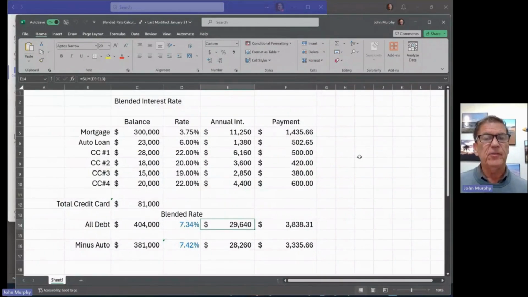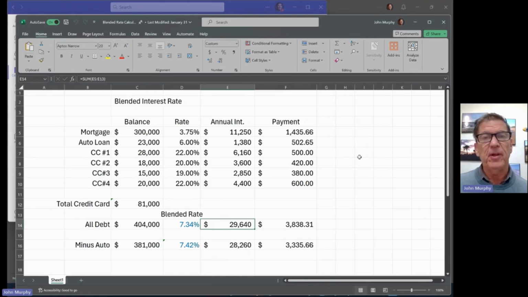This is a blended interest rate calculator. It's an Excel spreadsheet, as you can see. I can send this to you if you want a copy of it to play with and put your own numbers in there. Keep in mind that a blended interest rate is a snapshot of any particular moment of what the total overall balance owed is and what the total interest calculation is for that.